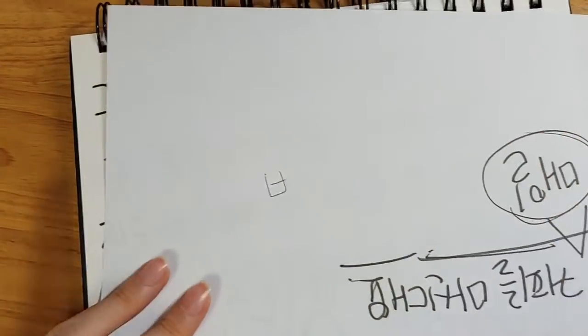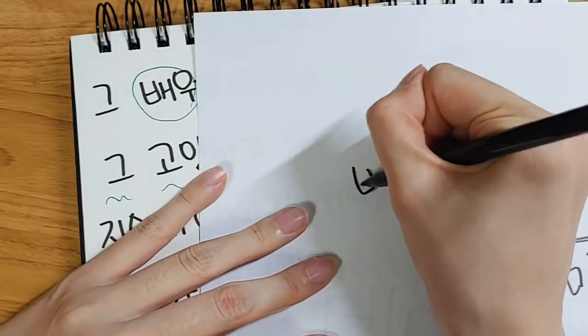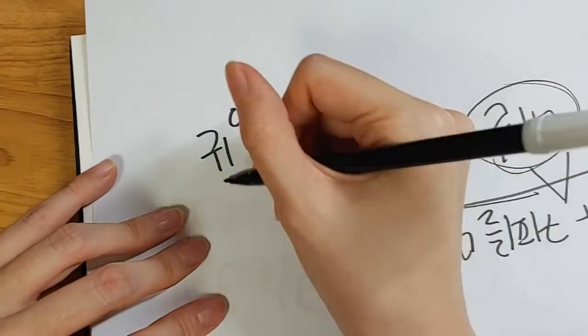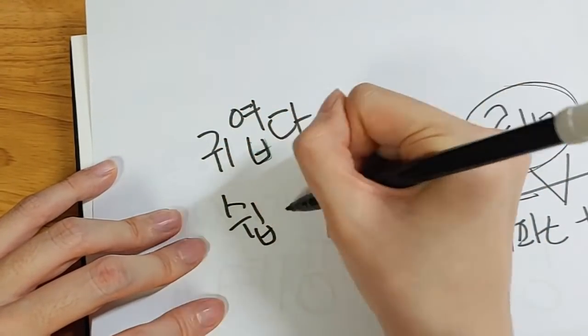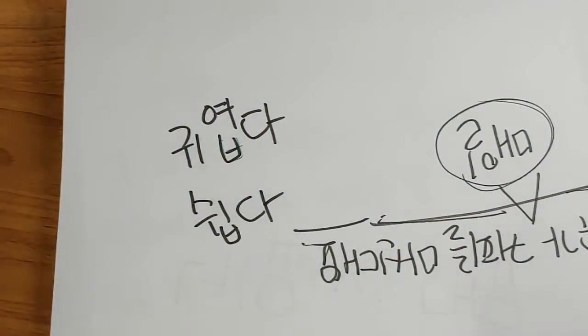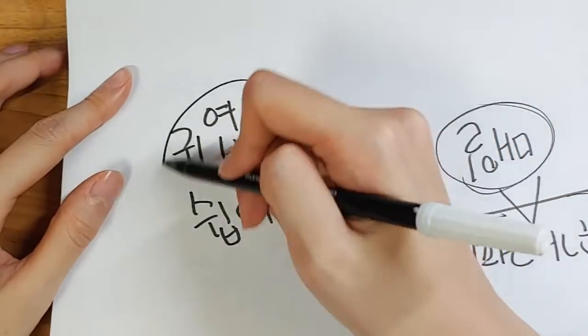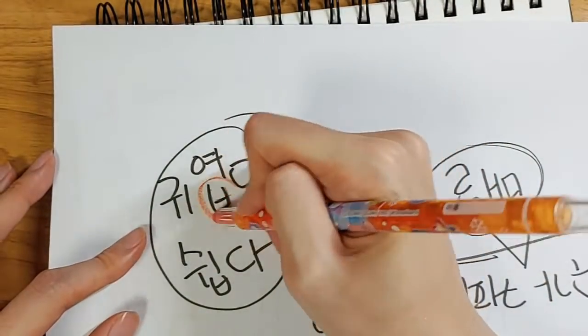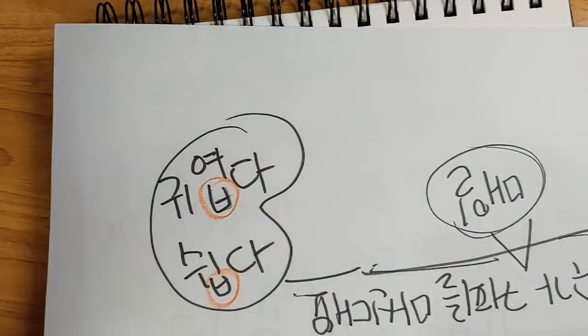Sorry, what was it? The ㅂ ending adjectives like 귀엽다 or 쉽다. Actually, I briefly mentioned this earlier in this lesson, so you can play that part back. But 귀엽다, 쉽다, adjectives whose stem ends in ㅂ 받침 also have their own rule.